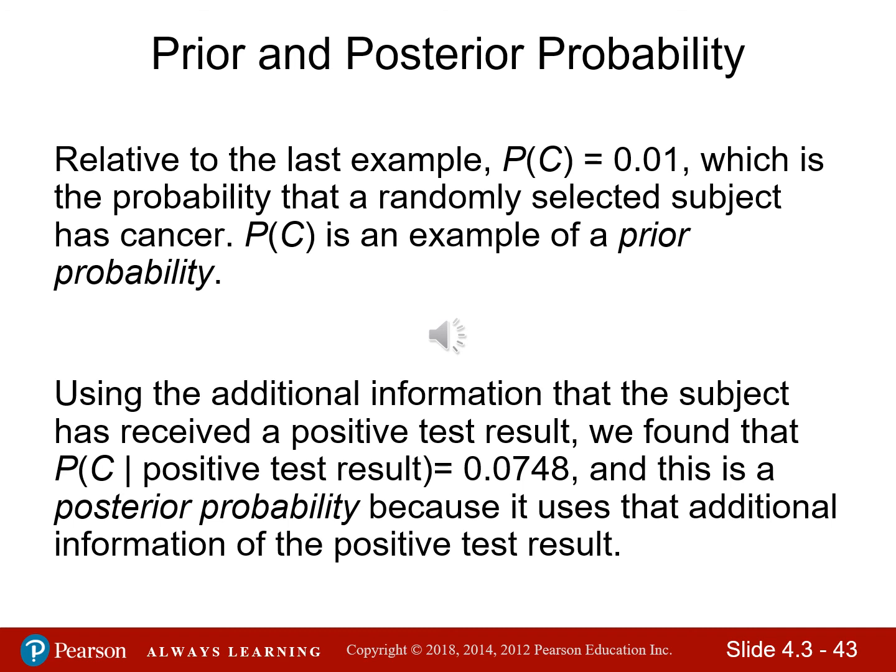Using the additional information that the subject has received a positive test result, we found that the probability of having cancer given a positive test result is equal to 0.0748. This is a posterior probability because it uses additional information of the positive test result.